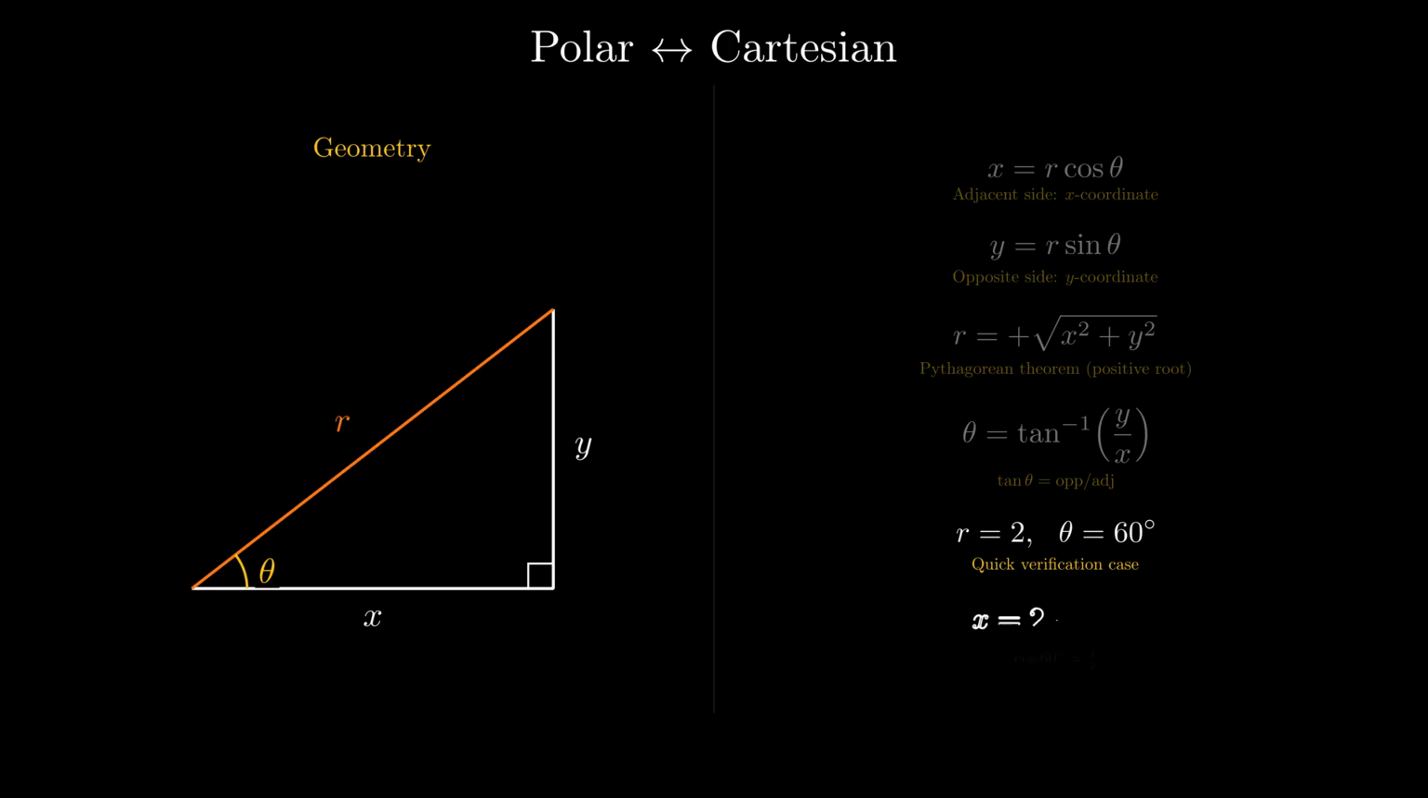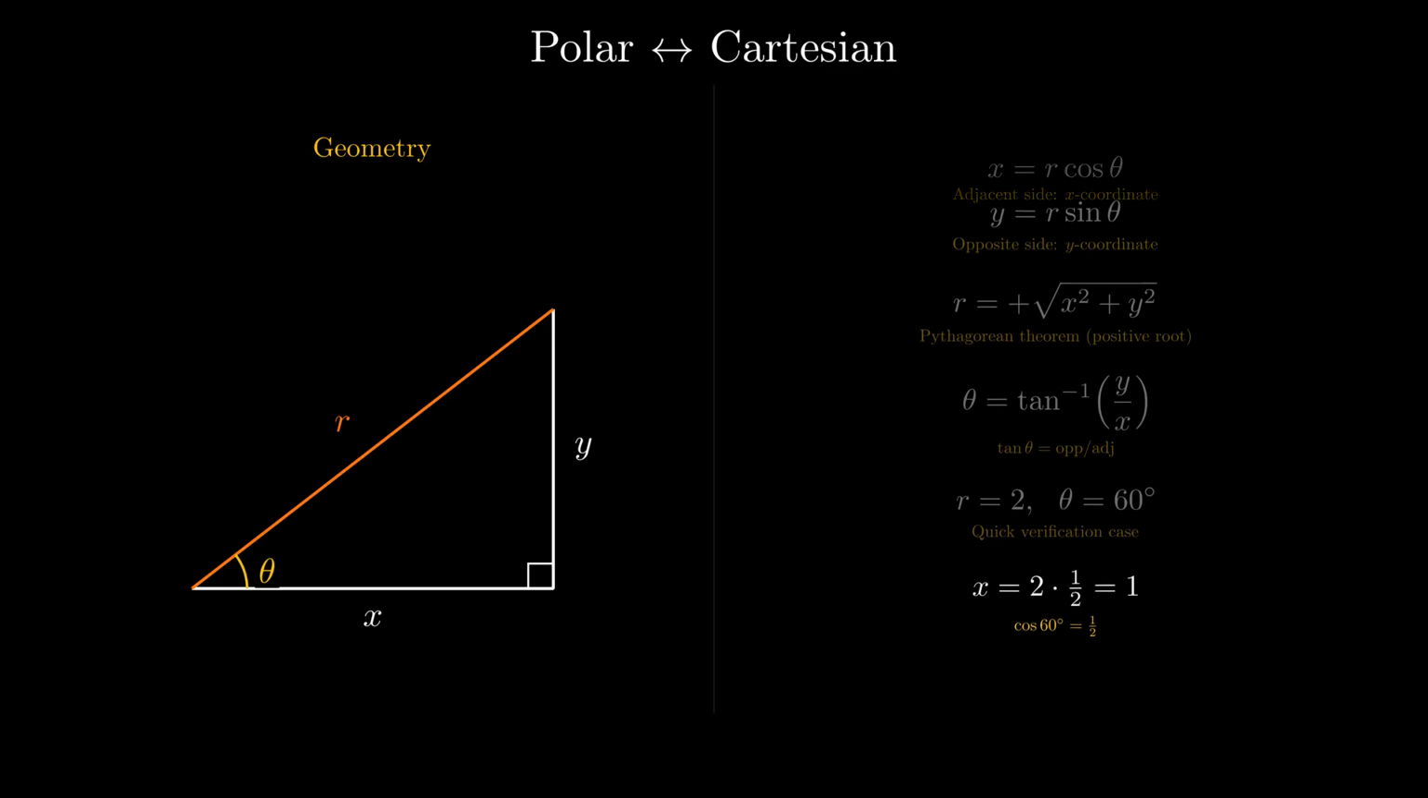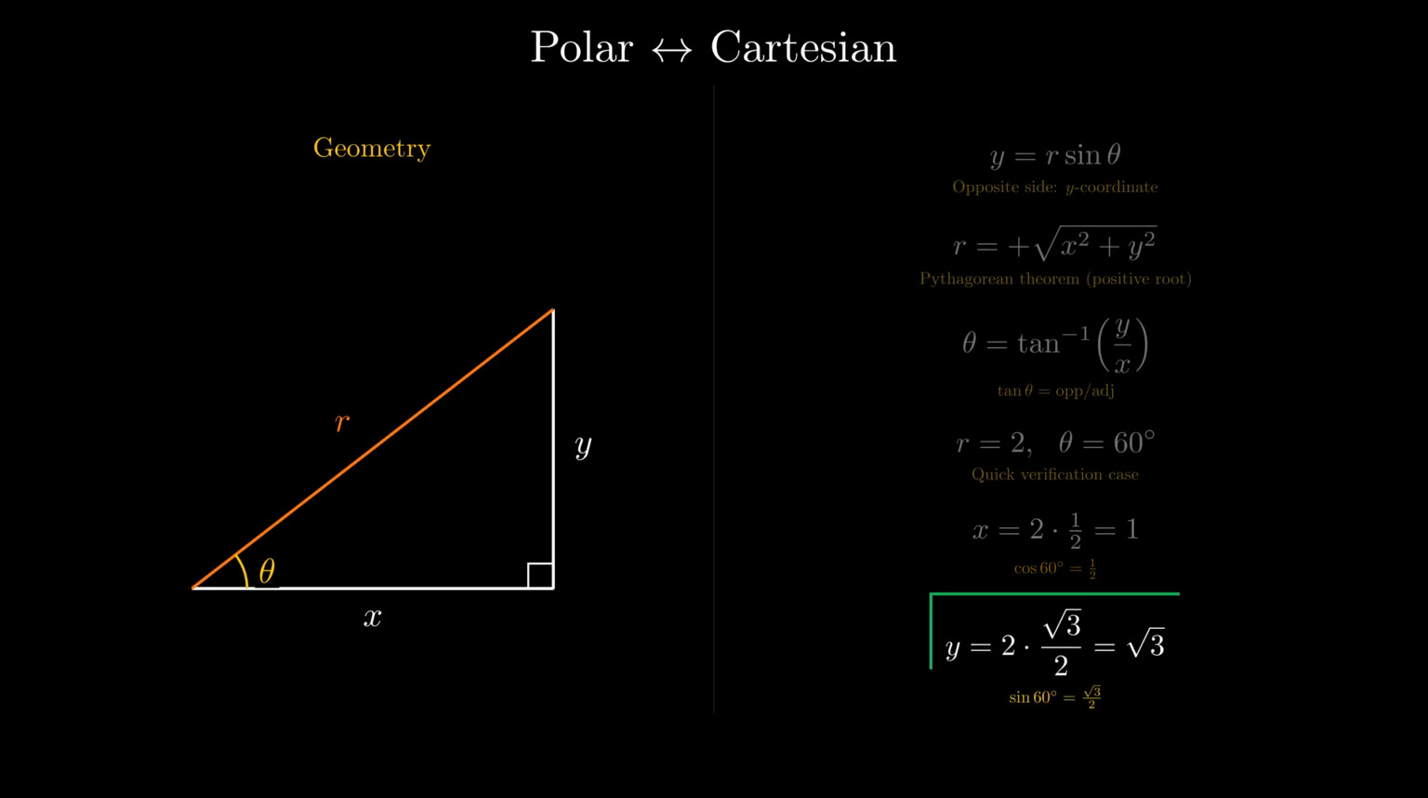Let's check a quick case. Take r equals 2 and theta equals 60 degrees. Then x equals 2 times 1/2, which is 1. And y equals 2 times the square root of 3 over 2, which simplifies to the square root of 3.